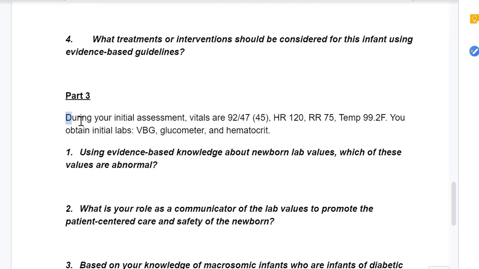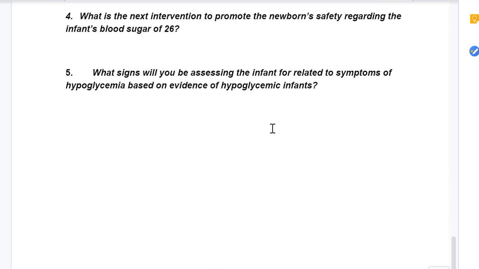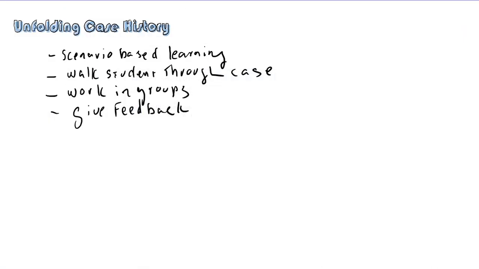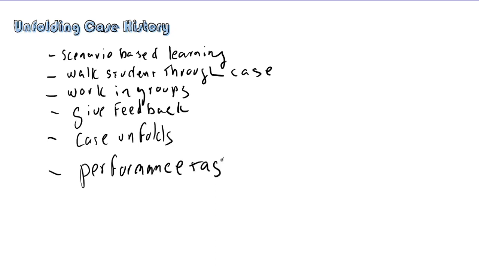And then you go to part three, you do the same thing, right? And in between each of these, you're having the discussion, you're having the feedback with the full class. So again, group work on the questions, go to the full class, have a discussion. Say the teacher says, here's what's right. Here's what you might not be noticing, and the case unfolds, right? So that is unfolding case history. It's a performance, a performance task.